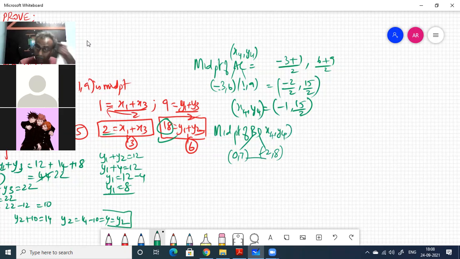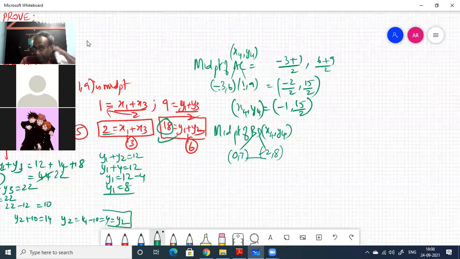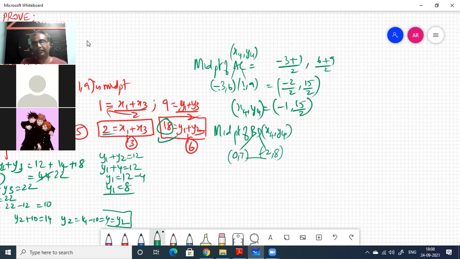If it is x4 comma y4, then midpoint of AC is equal to midpoint of BD. That means the two are bisecting each other. That means ABCD is a parallelogram. Okay. This is the final point we are reaching. Climax. Okay.